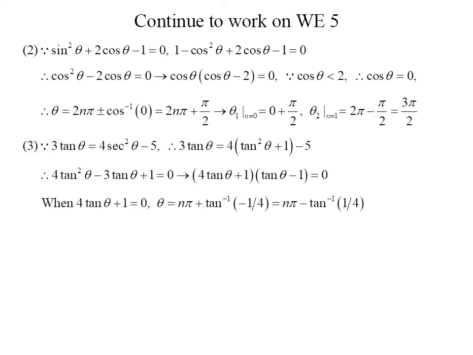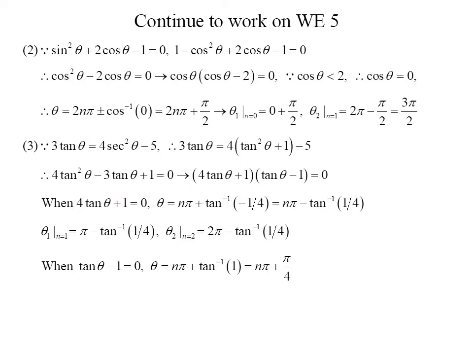When 4 tangent theta plus 1 equals 0, the general solution shows that theta equals n pi minus arctangent 1 over 4. Accordingly, when n equals 1, theta equals pi minus arctangent 1 over 4. When n equals 2, theta equals 2 pi minus arctangent 1 over 4.